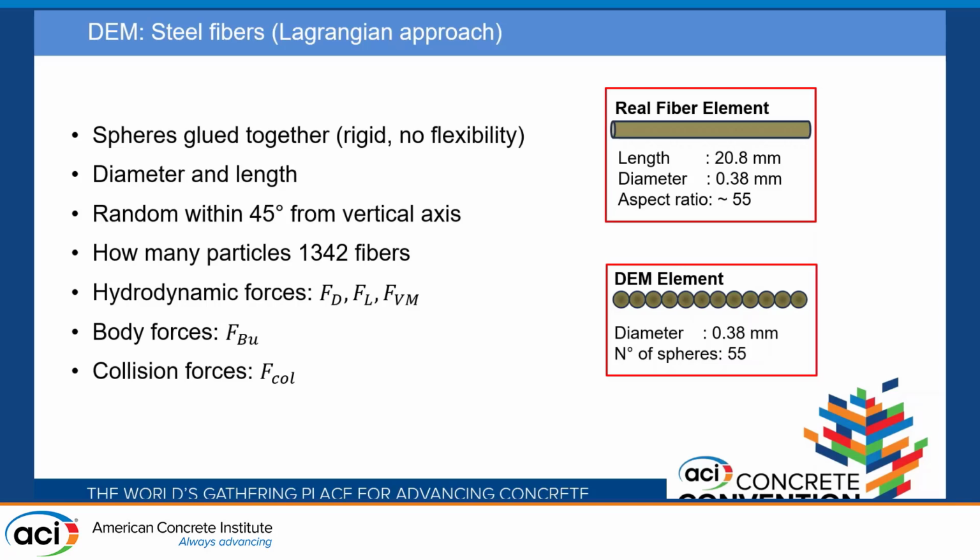We use random collocation at the L-shaped casting device with minus and plus 45 degrees from the vertical. We use 1,300 fibers, applying hydrodynamic forces of drag, lift, virtual mass, and buoyancy, which is basically submerged weight, and we apply collisions of the fibers with the wall and between fibers. Since we have a very sophisticated collision algorithm, we can have many fibers colliding with each other at the same time.